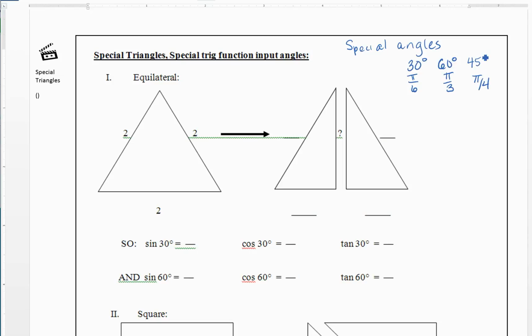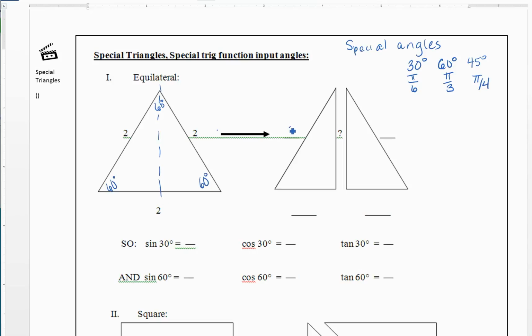So we're going to use an equilateral triangle to help us with the 30 and the 60 degrees. So if we have this equilateral triangle and we're going to let it have sides of length 2 to help us out. An equilateral triangle has angles that are 60 degrees. Now if we cut that right in half, right here, right down the middle.